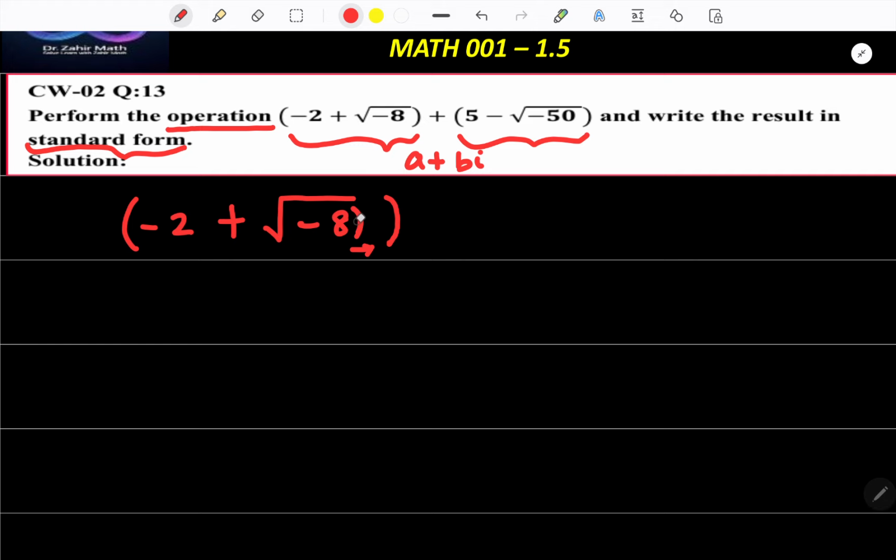If you put this in the calculator, you will get 3 minus 3 times square root of 2 i. So this is the answer. You can write it directly on the paper.